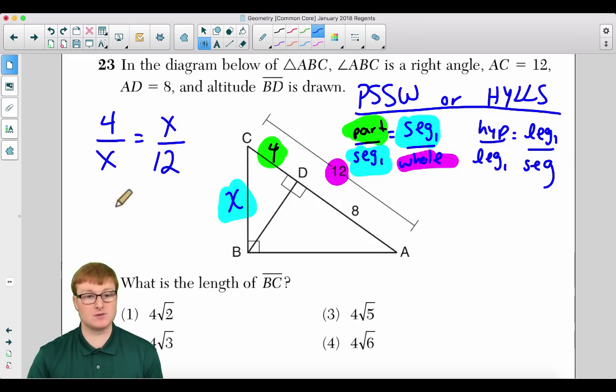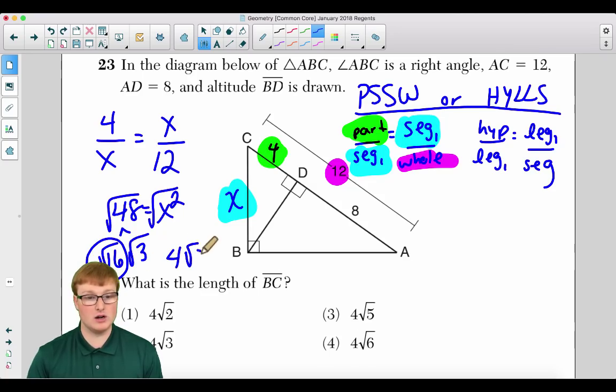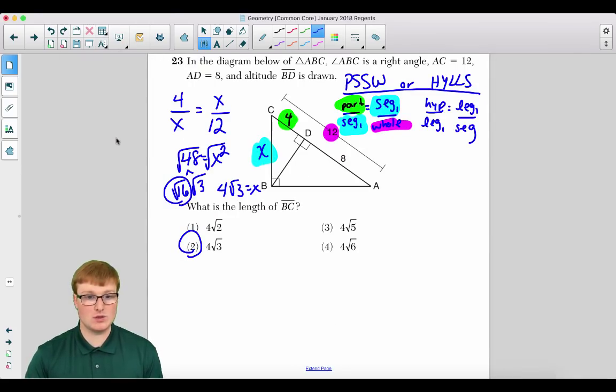4 times 12 is 48. That equals x squared. Take the square root of both sides. When you break down radical 48, you should know how to simplify radicals by now. The square root of 48 can be broken down into 16 and 3. The square root of 16 is 4. Radical 3, that is the value of x. Your answer for this one is going to be choice 2.